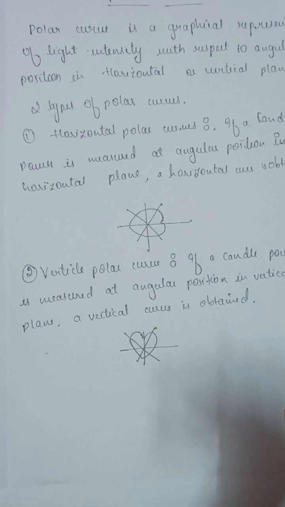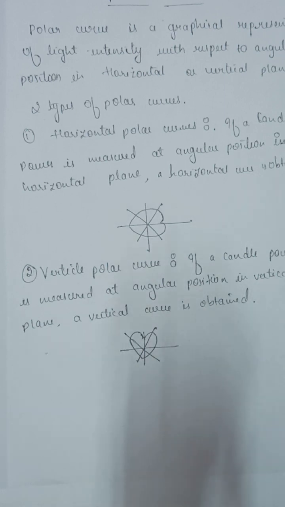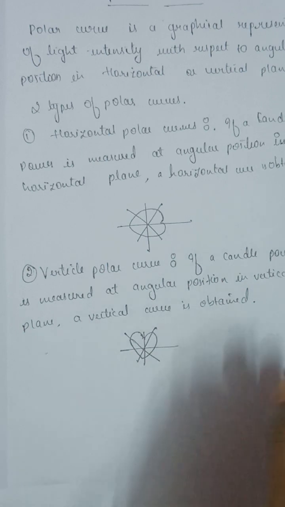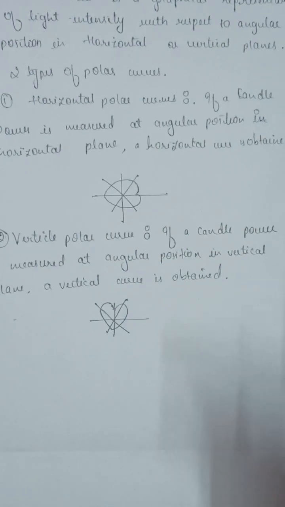So by this we can tell that polar curves totally depend upon the intensity of light, and horizontal or vertical polar curves depend on how we measure. If we measure the light intensity in horizontal plane, a horizontal polar curve is obtained, and if we measure the light in vertical plane, a vertical curve is obtained. So let us see the derivation of polar curves.